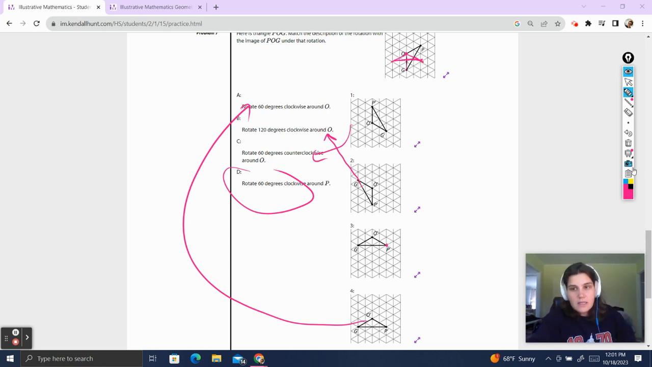Now, rotations is the type of thing that the more you do, the more used to you get to seeing what a rotation is. So if you're having trouble with rotations, I just recommend doing a lot of them and getting used to looking at the pattern. Don't just do them to do them. Think about the pattern, think about what you're seeing, and you'll get better at them, I promise.